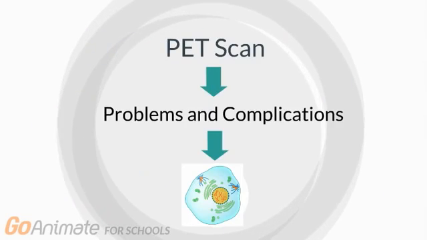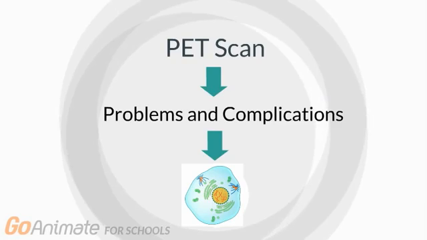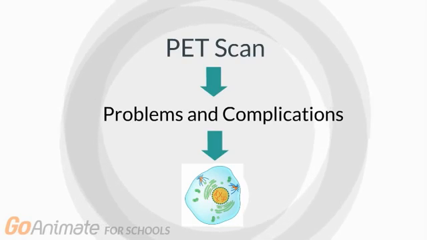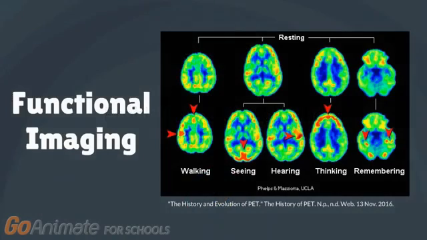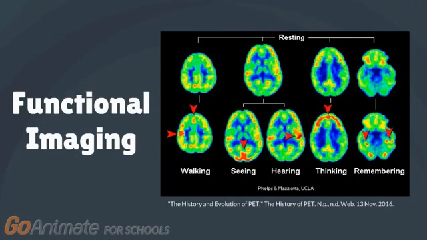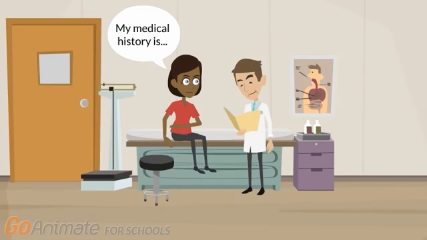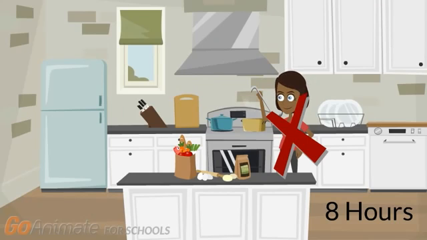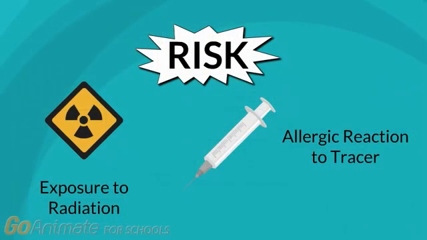A major difference between PET scans and the two previous scans is the ability of a PET scan to show problems and complications at a cellular level. The resolution might not be as clear as an MRI or CT scan, however it gathers more functional information. To prepare for a PET scan, the patient must notify their doctor about any medical conditions and if they are pregnant. In some instances, it is advised that the patient does not eat for 8 hours prior to the scan. Risks associated with a PET scan are similar to those of a CT scan, including exposure to radiation and allergic reactions to the injected tracer.